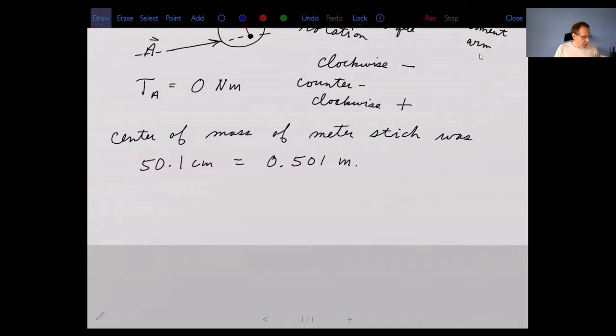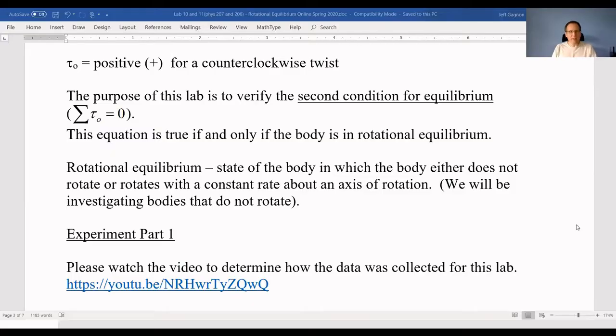Part two was to verify the second condition for equilibrium. Well, what is the second condition for equilibrium? First of all, let me describe what rotational equilibrium is. Okay, so here's the definition for rotational equilibrium.